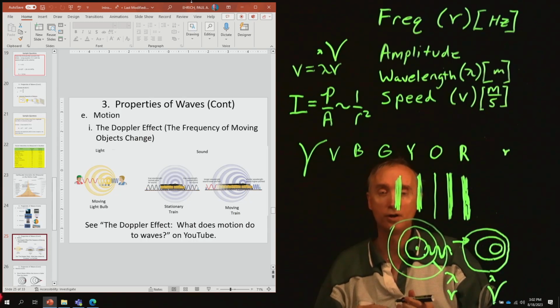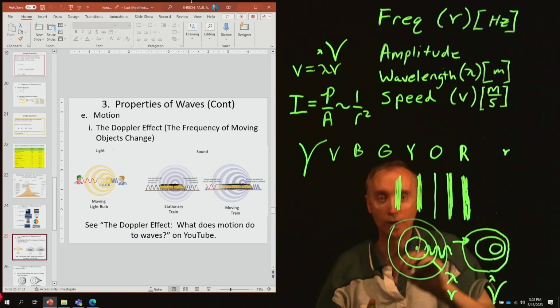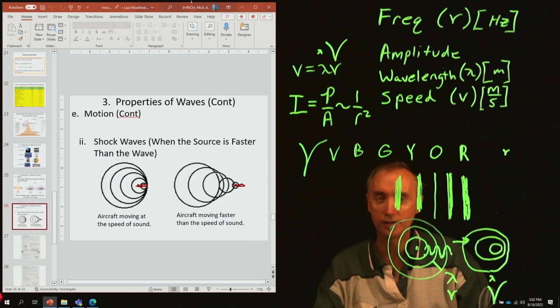So you do need to know what the words blue shifted and red shifted mean, and how that is related to what the wave is doing. Got it? All right, one last topic, and then we'll be finished with this lesson.